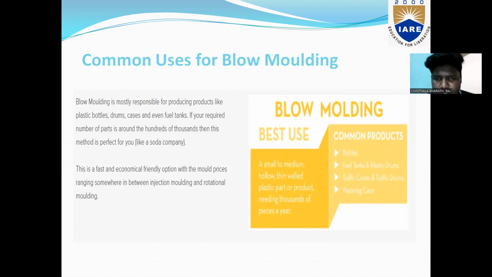Best uses are small to medium hollow, thin walled plastic parts or products needing thousands of pieces a year. Common products are bottles, fuel tanks, plastic drums, traffic cones, and water cans.